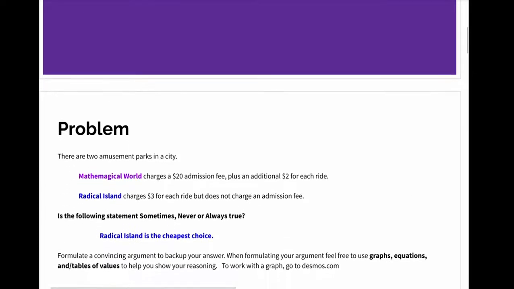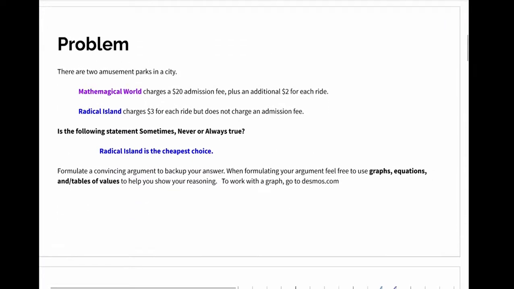So the problem that we're going to deal with for the main part of this lesson is that there are two amusement parks in a city. Mathemagical World charges a $20 admission fee plus an additional $2 for each ride. Radical Island charges $3 for each ride but does not charge an admission fee. Is the following statement sometimes, never, or always true? And that statement is that Radical Island is the cheapest choice. And we want to formulate a convincing argument to back up our answer.